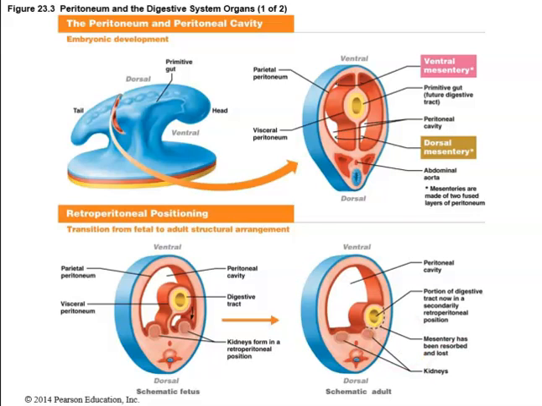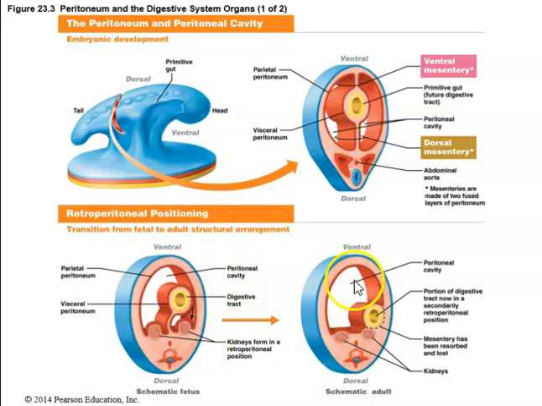At this point, the organs will lose that mesentery and then become located behind the peritoneal cavity. So here's the peritoneal cavity, and you see that this organ becomes what's called secondarily retroperitoneal in location.